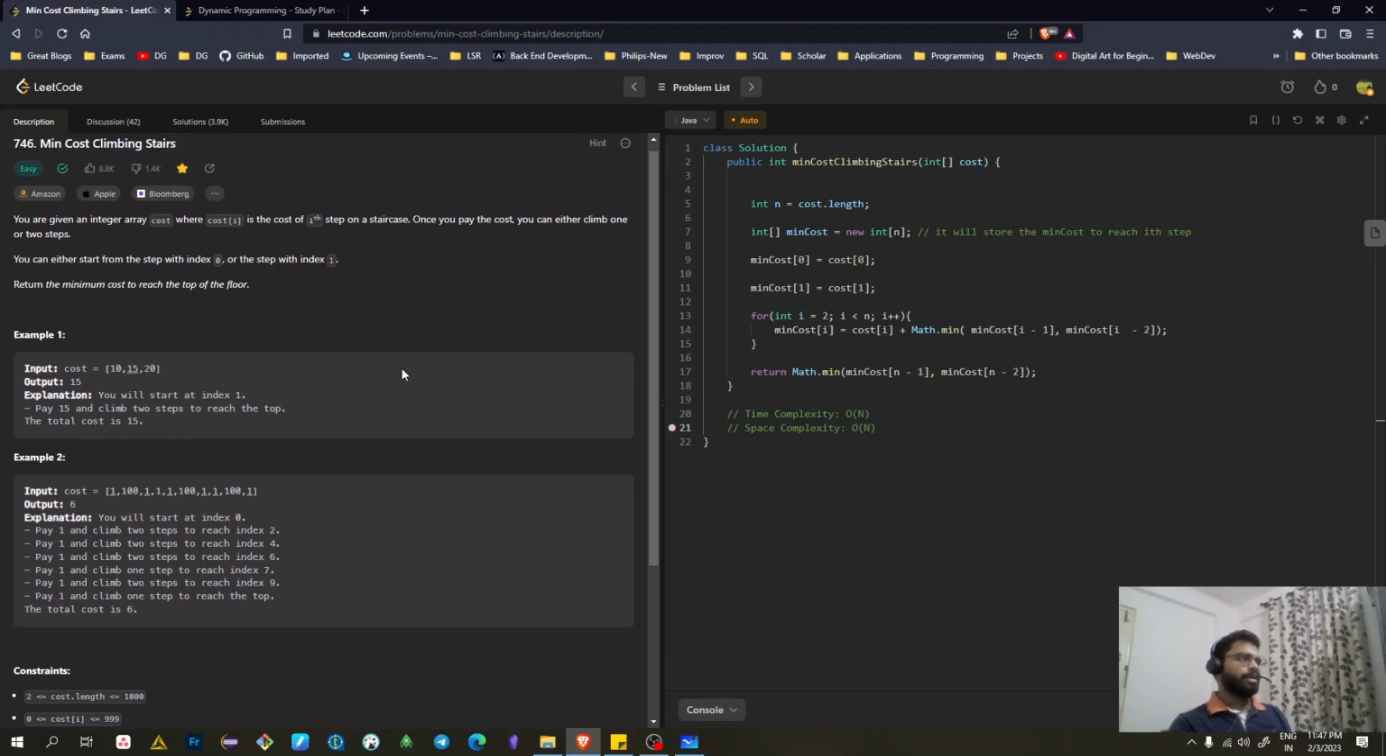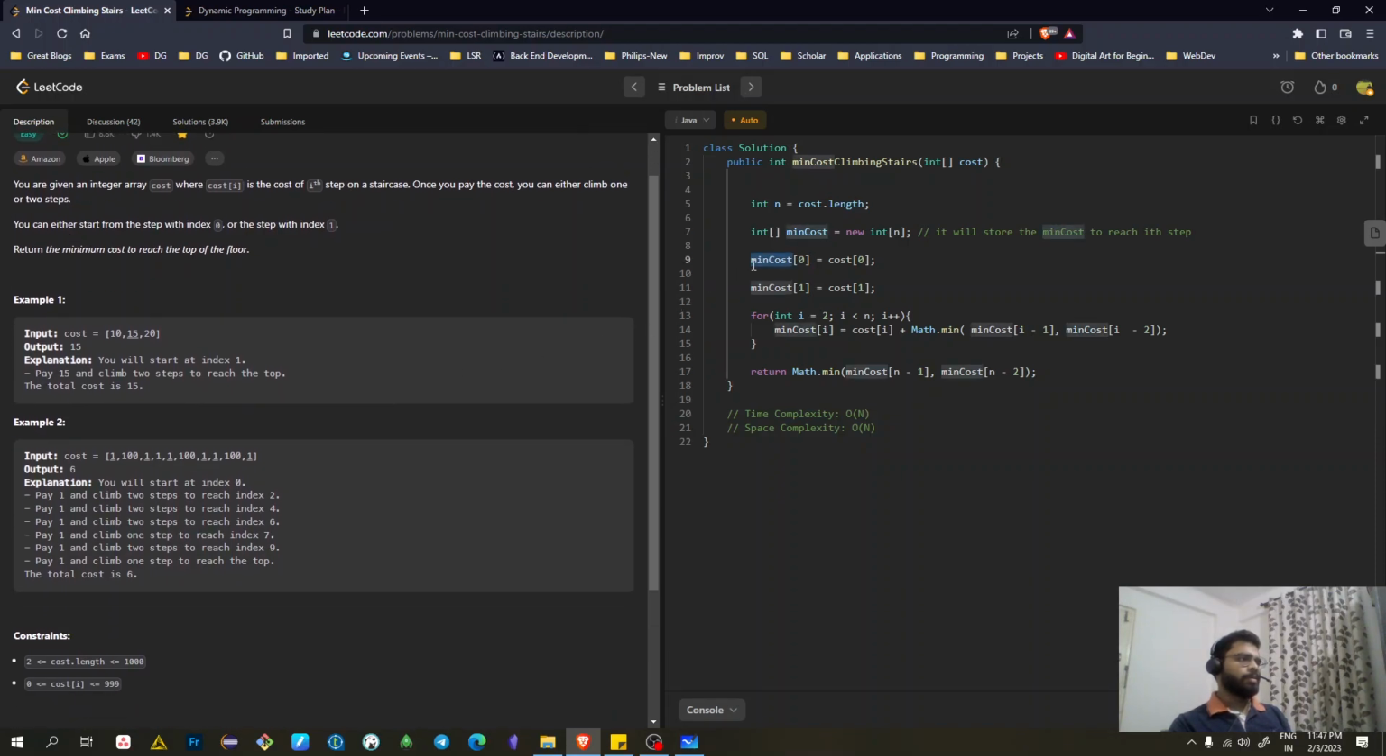I don't think we can optimize on the minimum cost because we will require that. We need to store a certain position. But what we can optimize is, we are only concerned with the previous two minimum cost values, right? So we can probably optimize on that, where we just maintain two variables, and we can just try to switch the values between these two. Okay, shall we try that?